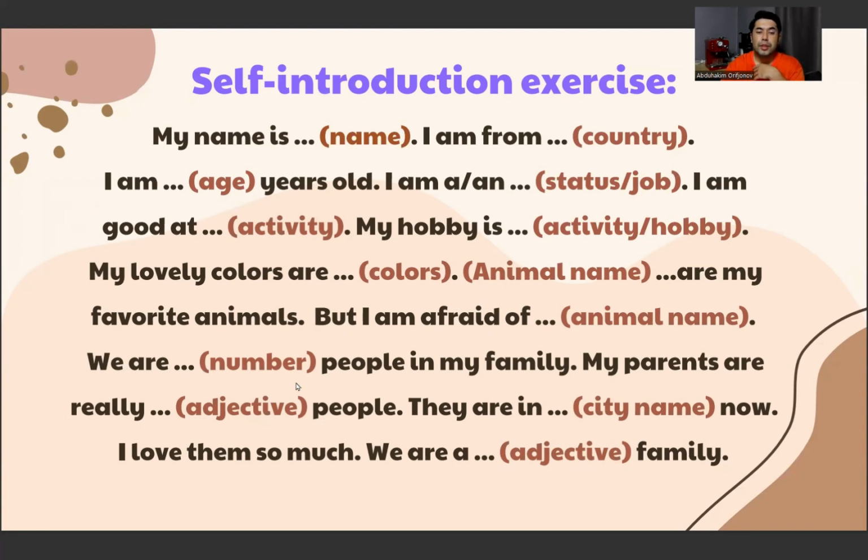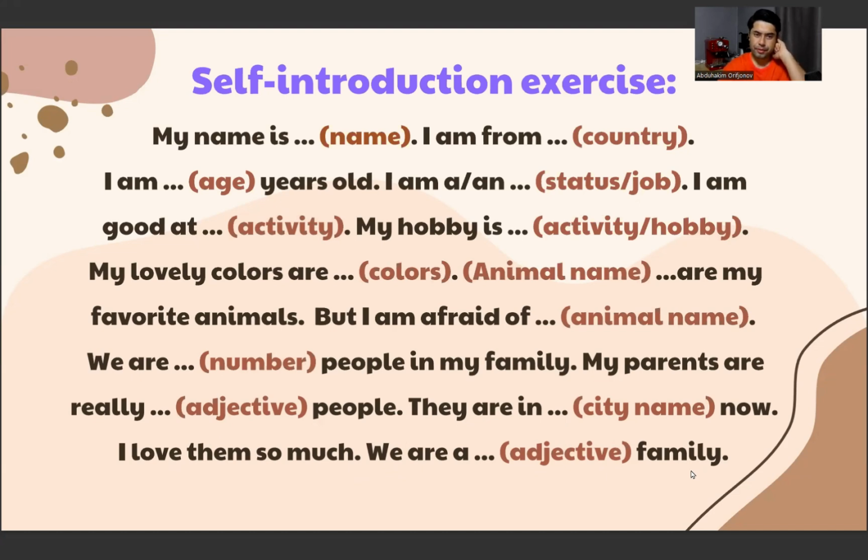We are, number of people in my family. Well, we are 6 people in my family. My parents are really kind people. Any adjective, my parents are really outgoing or easygoing or trustworthy. But any good adjectives you can use. They are in, city name, now. They are in Uzbekistan. They are in Fergana now. I love them so much. We are a happy family, or we are a close-knit family.